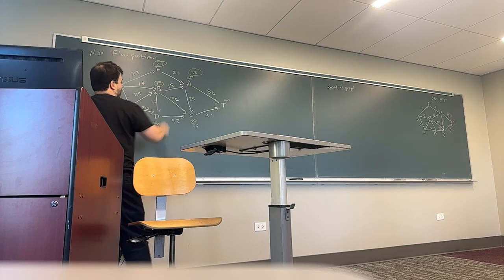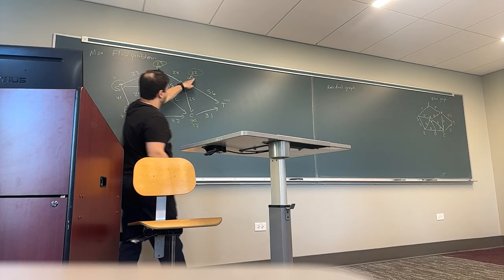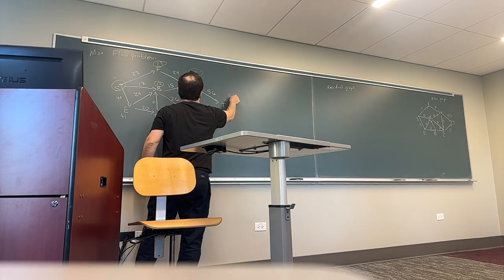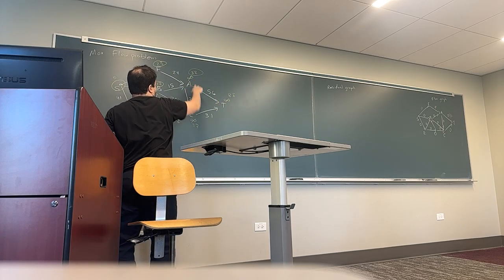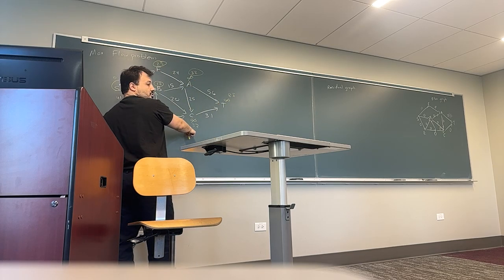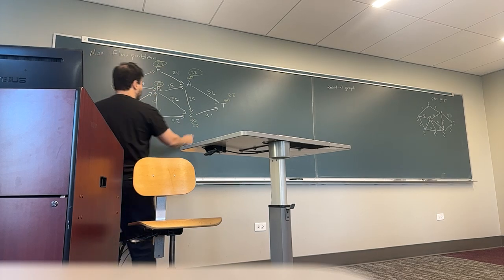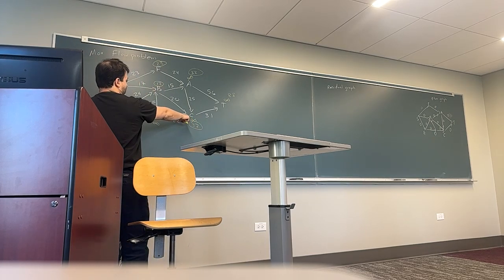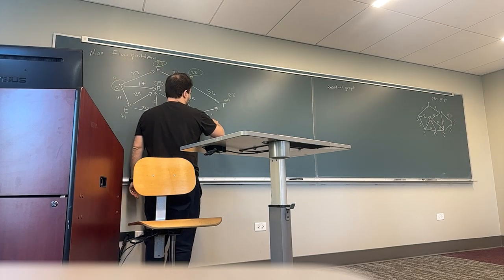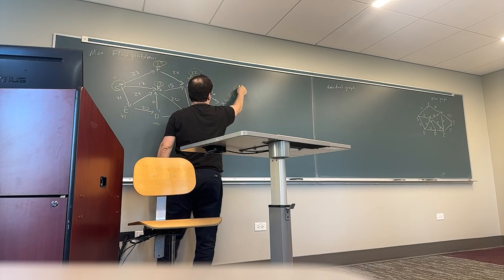I start scanning from A. 32 plus 56 is 88. 32 plus 25 is 57, which is bigger than 37, so this is not changed. Now I look at all the numbers, the smallest one is 37, so now I start scanning from C. 37 plus 31 is 68.